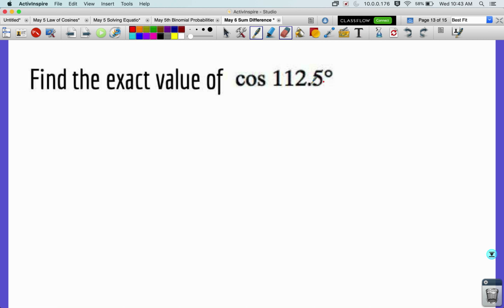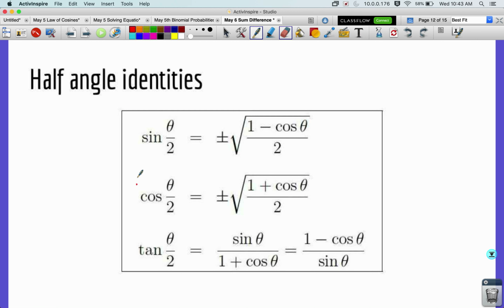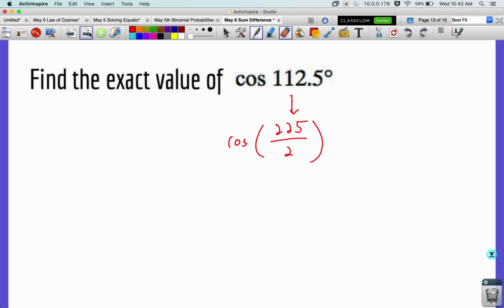So this 0.5 gives away that we're going to be using a half angle, because I can express the 112.5 as 225 over 2. So this is still equivalent. I just rewrote the decimal as a fraction. But now that it is something over 2, I can use this identity right here. So plus or minus the square root of 1 plus cosine of theta over 2. So plus or minus the square root, 1 plus cosine of 225 over 2.